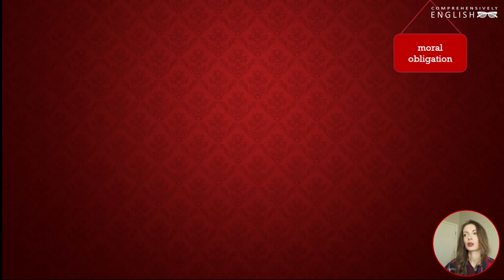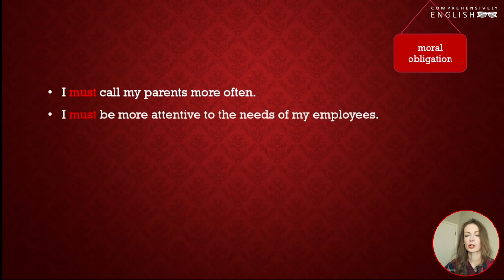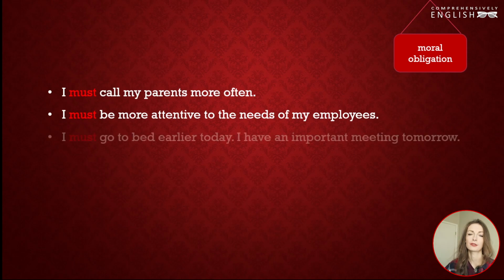Must expresses moral obligation. We usually speak about this in the first person, singular or plural. I must call my parents more often. I feel morally obliged. It's a good thing to call my parents because they love me, they expect me to call, and I don't want to make them sad, I don't want to make them worry about me. I must call them. I must be more attentive to the needs of my employees. I feel morally obliged. It's a good thing to be attentive to my employees if I'm a good boss.